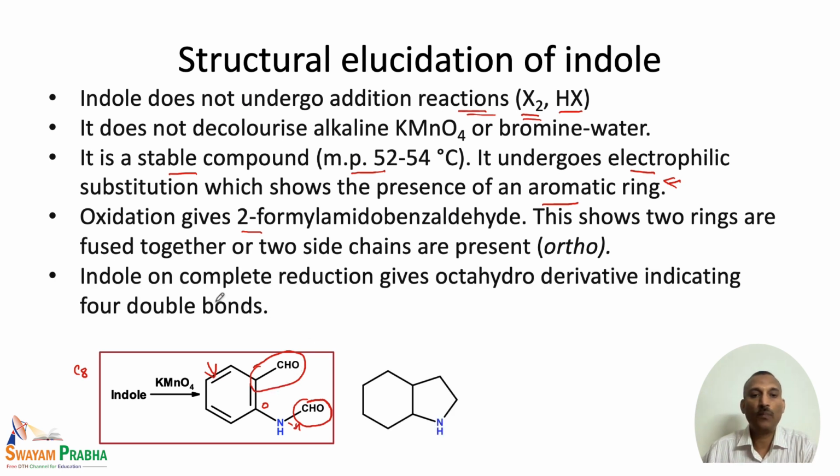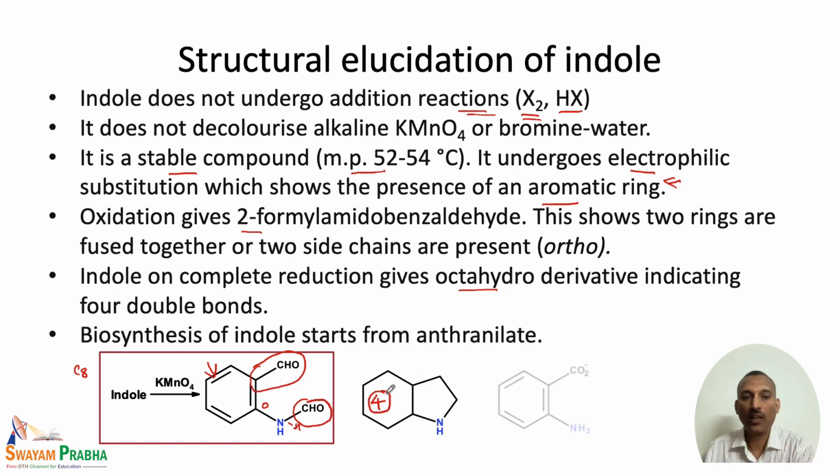And when we completely reduce indole, we end up with an octahydro derivative. So when do we get the octahydro derivative? There should be 4 double bonds. So this also gives another indication that this compound is a bicyclic compound, and there are 4 double bonds present.